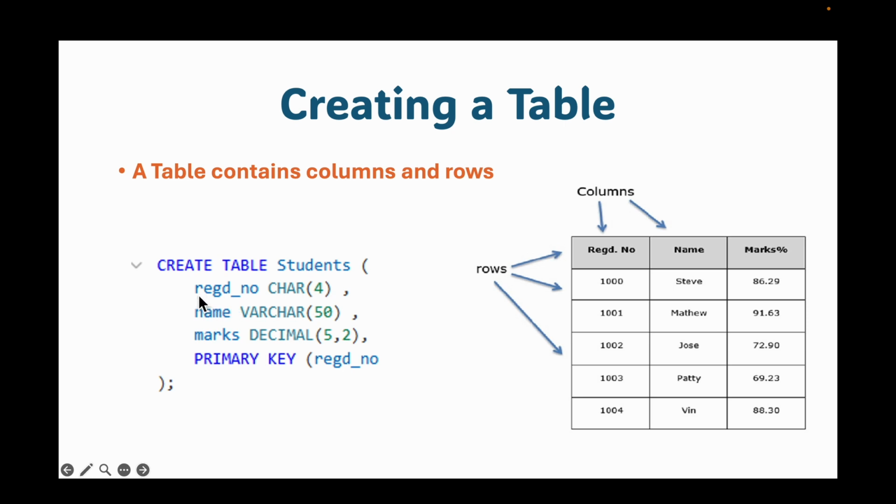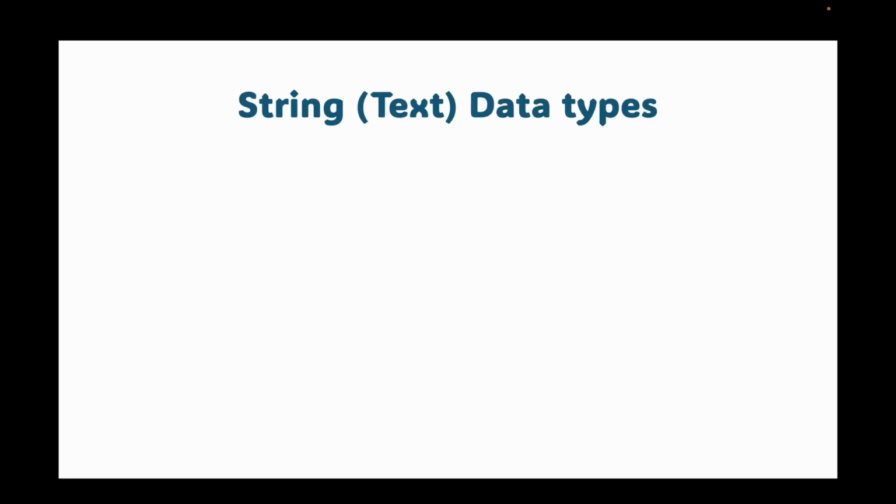Here, the first column is registration number and its data type is char. The second column is name and its data type is varchar. And the third column is marks and its data type is decimal. In this video, I'm gonna show you these important data types you need to learn for creating a table in MySQL.